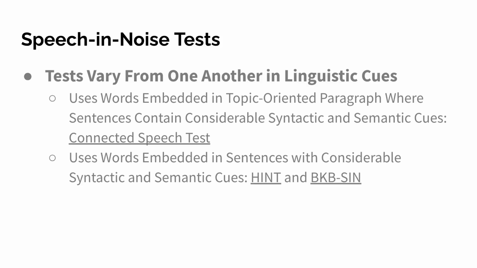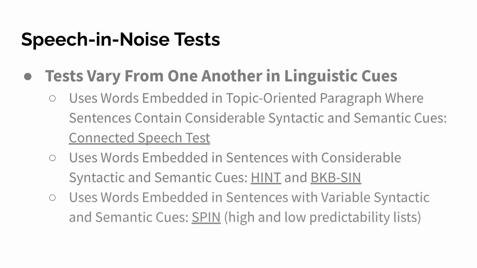The HINT used to be popular, but it's not anymore. You can use words embedded in sentences with variable syntactic and semantic cues. That would be the SPIN, speech perception in noise test. You can compare high predictability versus low predictability sentences, though that is not commonly used.